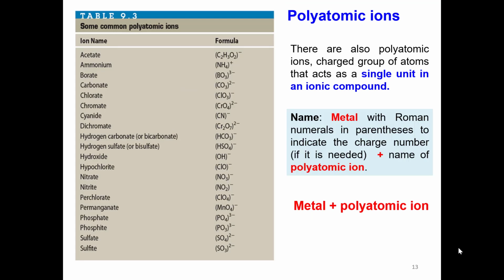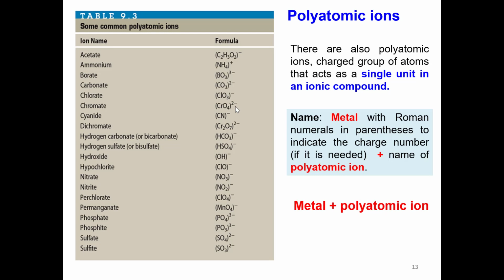Now we are going to talk about polyatomic ions. Polyatomic ions are a charged group of atoms that acts as a single unit in an ionic compound. Here we have a few examples of polyatomic ions, and we can see all these groups of atoms act as a single unit when we are trying to form an ionic compound. For example, the charge of this unit is -1. In the case of chromate, the charge of this group is -2.